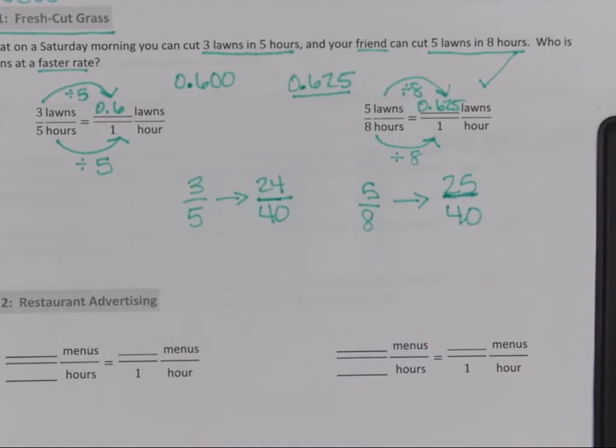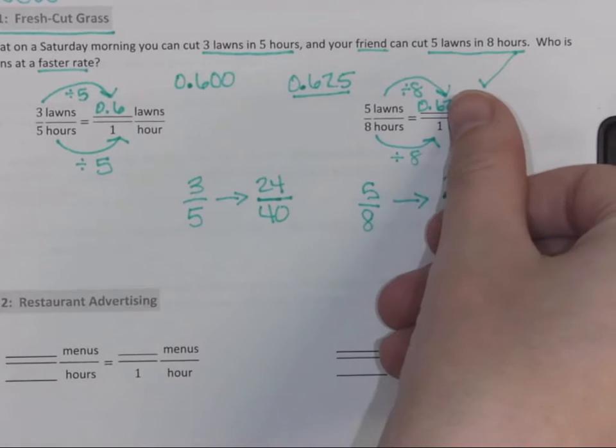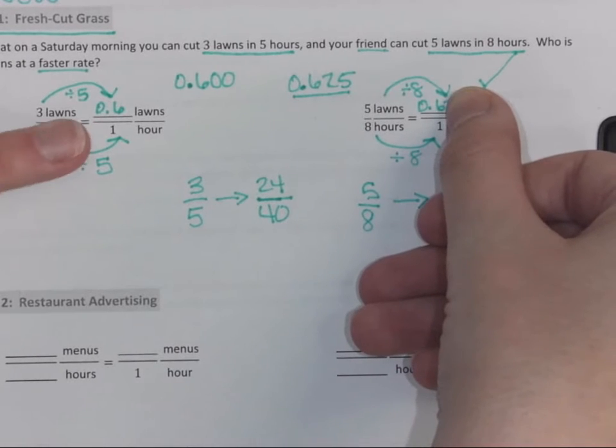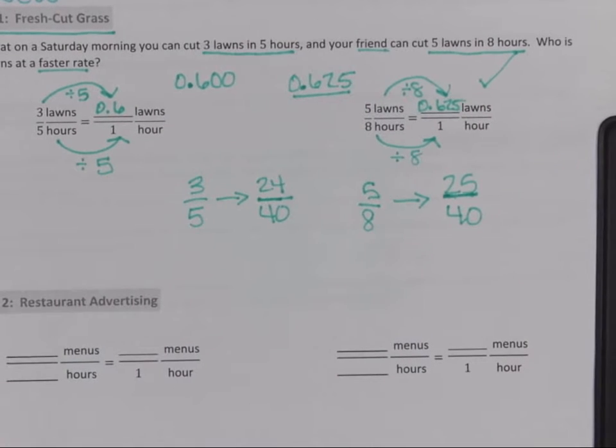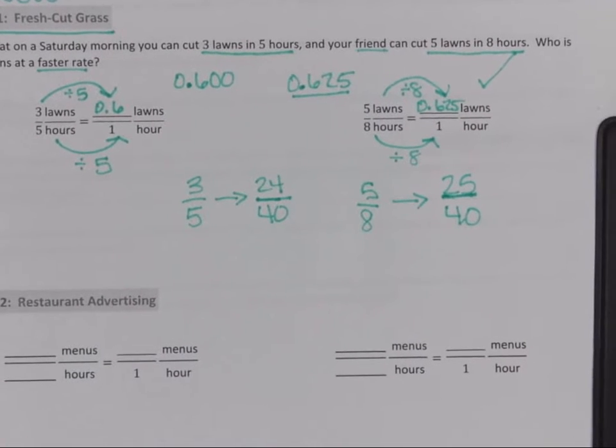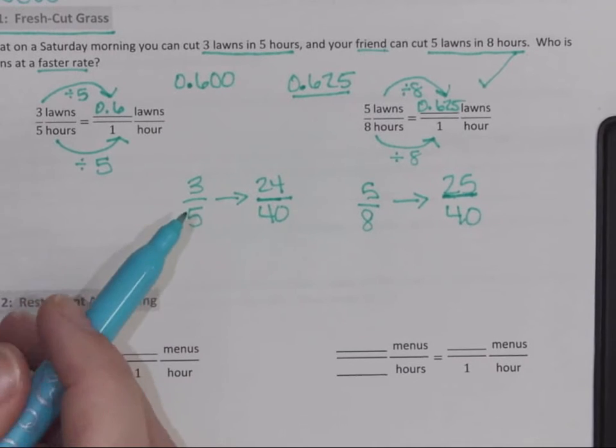0.625. You don't have to round. If you were to round, it would look like they cut the same amount, right? And here's another good point. Let me show you. What about the fraction? Do you have to simplify that?